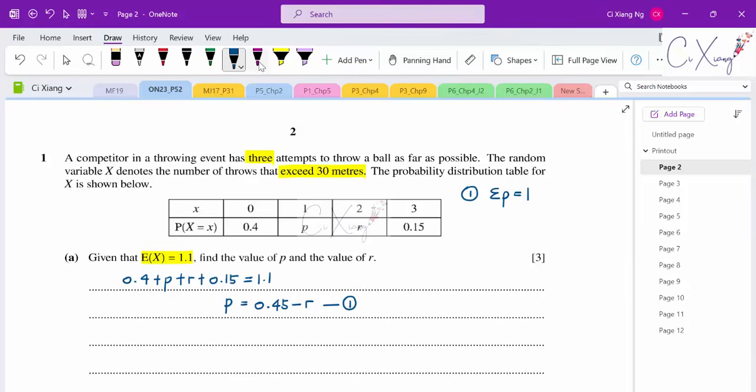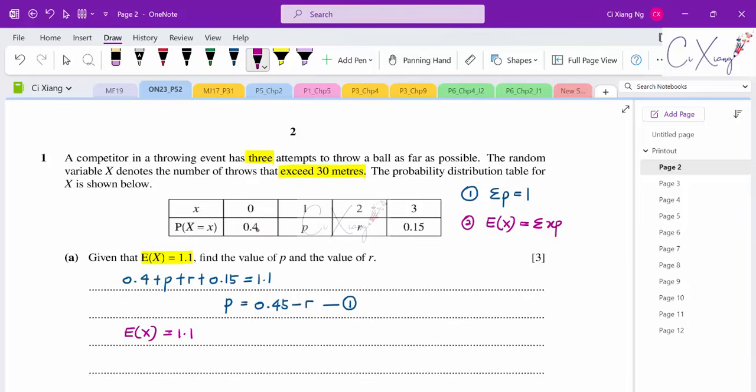Then the second piece of information is that they are giving us the expected value, the mean, which equals 1.1. What's the general formula for the mean? The expected value of X, the general formula, is you multiply x with the probability and then you add them together. So this is what I'm going to do here. We are given that E(X) equals 1.1, so to write out the formula for the expected value of X, you take x multiplied by the probability.